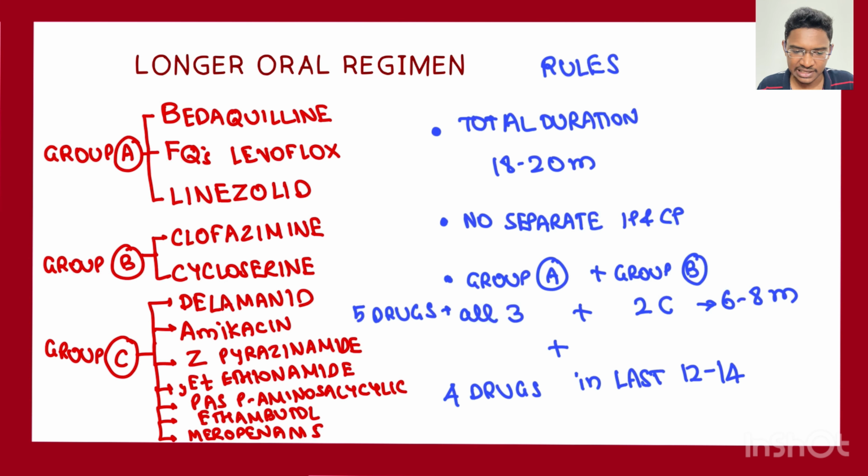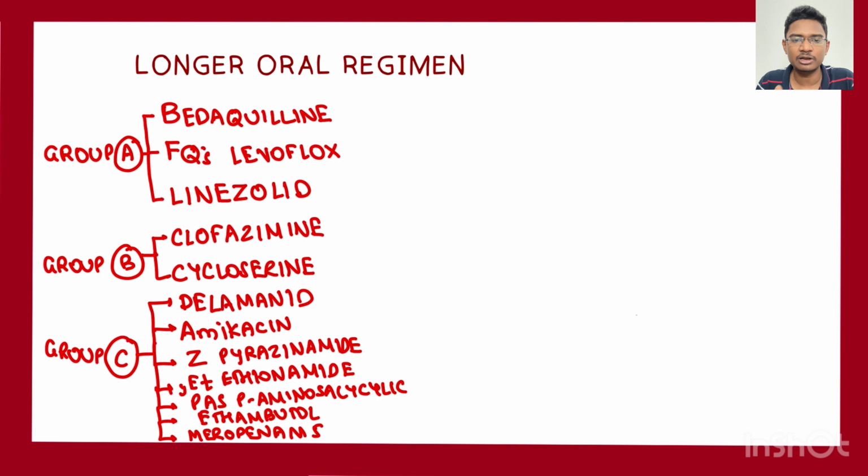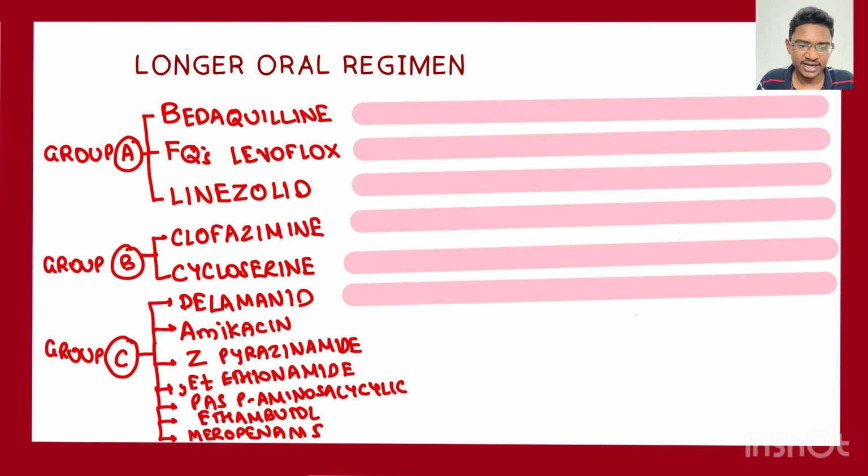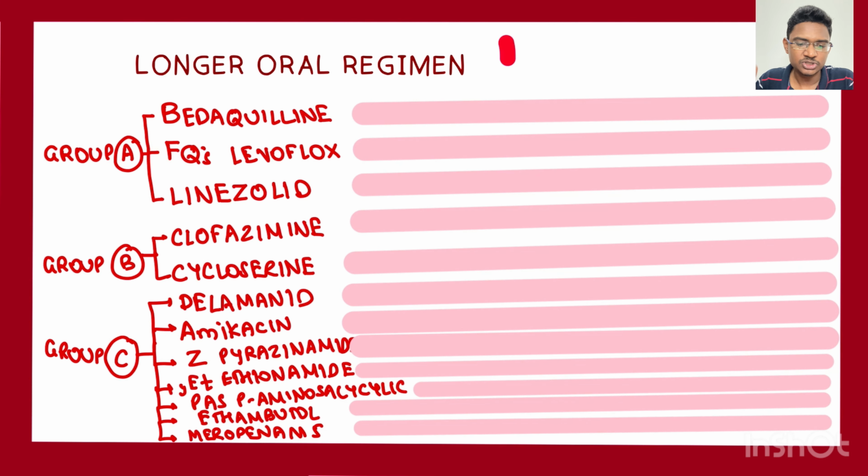So the monthly schedule is the ideal combo. Group A: bedaquiline, levofloxacin, linezolid. Group B: clofazimine, cycloserine. This we are giving for a maximum period of 6 to 8 months. Same thing, at the end of the 6th month we will be doing sputum microscopy. If it is negative, continue until the 8th month, then stop bedaquiline.